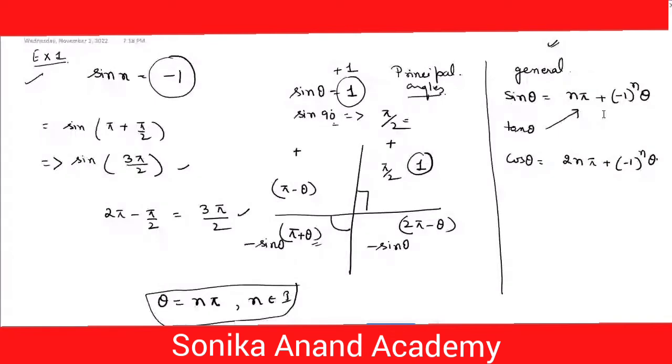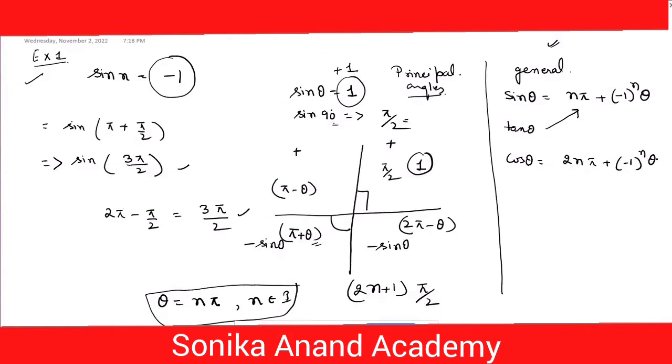And for cos theta, wait a minute. On the page number, it's not given as 2n plus 1 pi by 2. You can see, it can also be written as 2n plus 1 pi by 2. In the next page, it is given. And for tan theta again, we have n pi. Clear? So these are the general solutions.